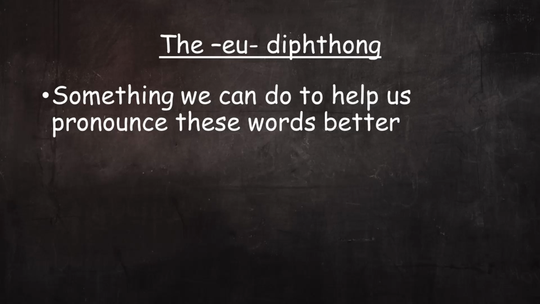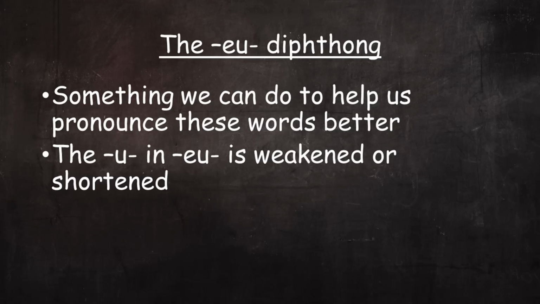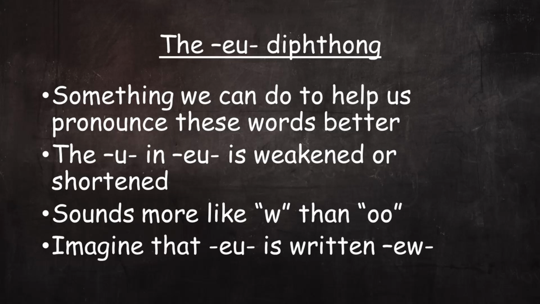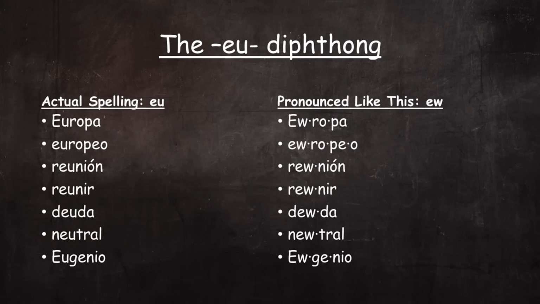As native speakers of English, there's a very simple thing we can keep in mind that may help us pronounce this diphthong better. In authentic Spanish pronunciation, the U sound in the EU diphthong is weakened or shortened just a bit, and ends up being pronounced more like the consonant sound w than the vowel sound oo. See if you find it easier to pronounce these words correctly when you imagine that they're written with a W in place of the U. Europa, europeo, reunión, reunir, deuda, neutral, Eugenio. I find that it helps me. Maybe it will help you too.